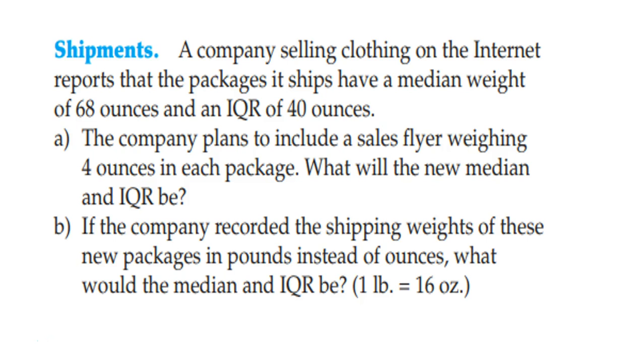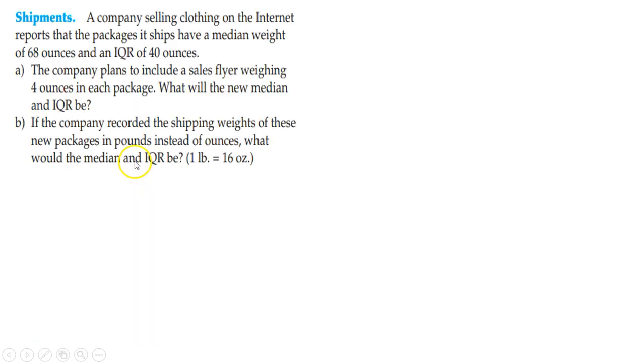But a company selling clothes on the internet reports that packages, right, they're being shipped and they have a median weight of 68 ounces and an interquartile range of 40 ounces, right? The company plans to include a sales flyer weighing 4 ounces in each package. What will the new median and interquartile range be? And if the company recorded the shipping weights of these new packages in pounds instead of ounces, what would it be? This is the idea of the problems. When you add something to them or multiply something to them, what happens to the medians and the interquartile range?